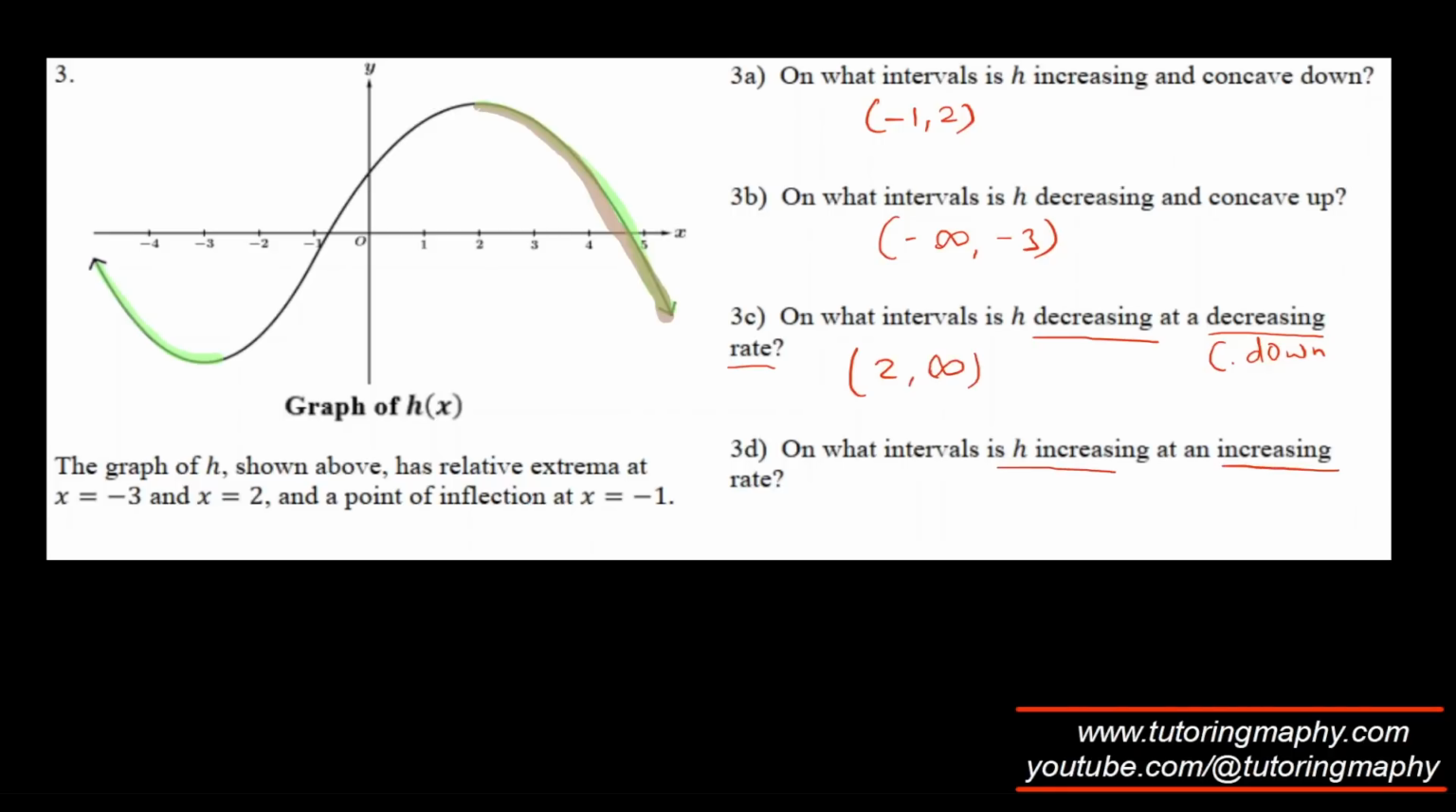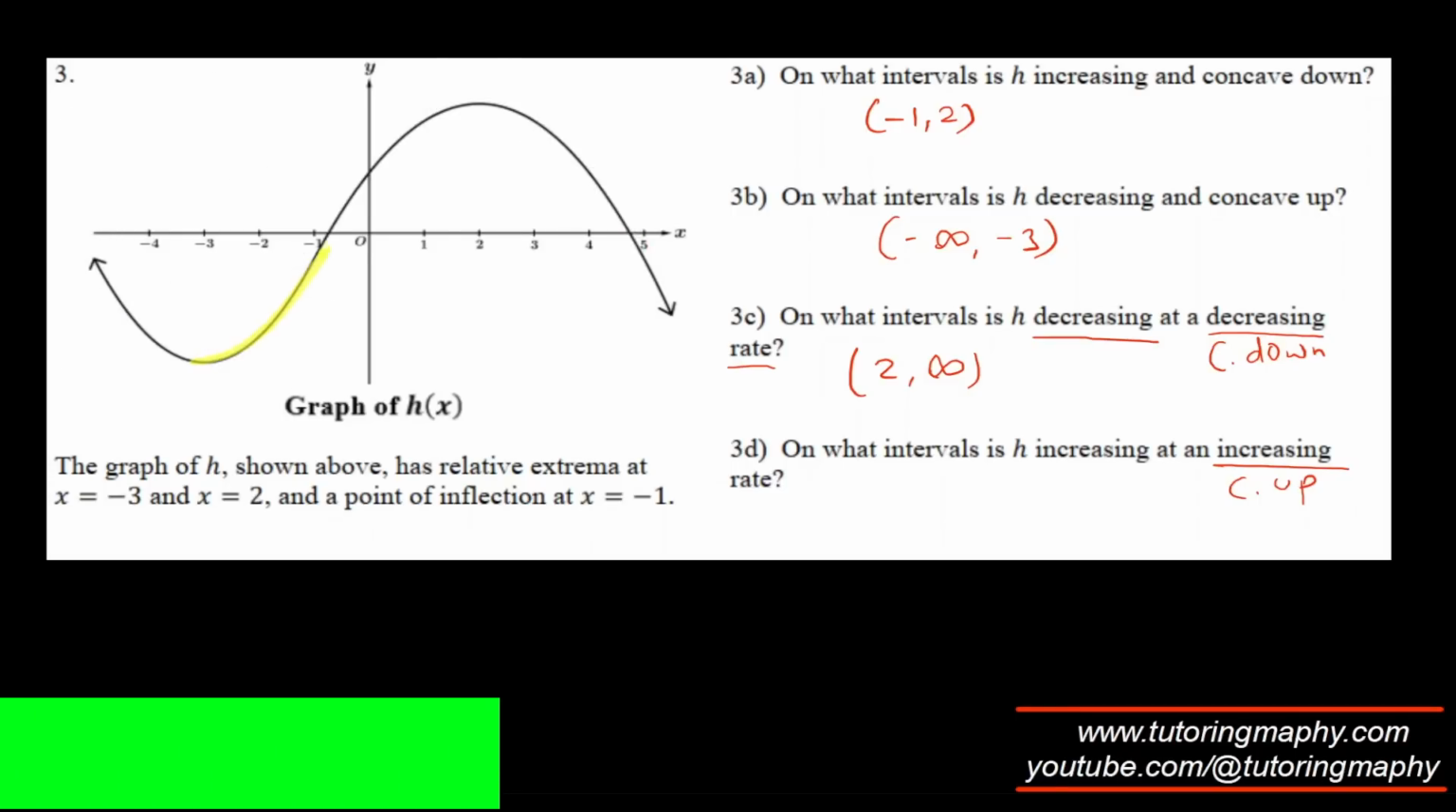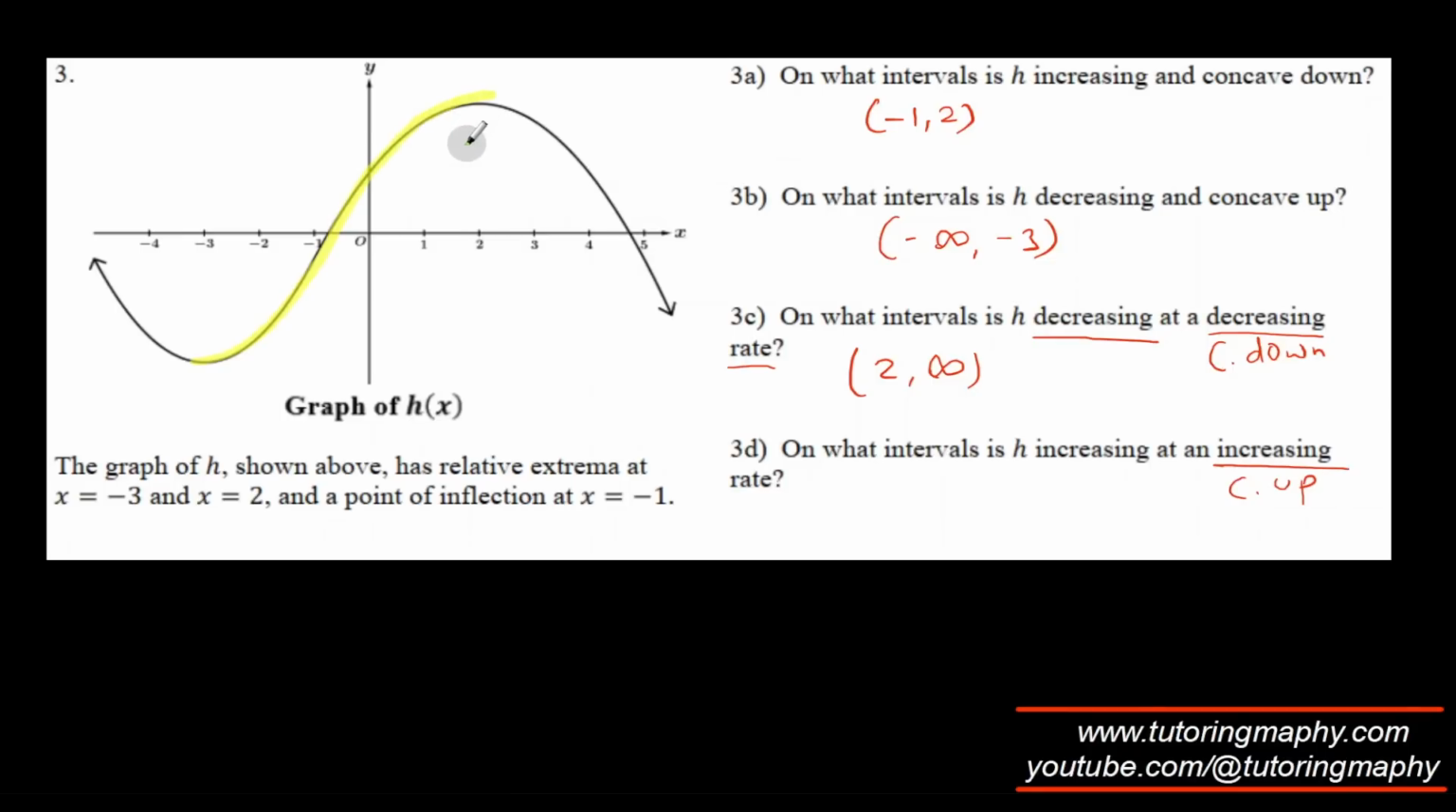And increasing at an increasing rate means increasing and concave up. So increasing is something that we also drew earlier. Draw that again. So this is all the climbing portion, and increasing rate means concave up. So clearly this portion is concave up, where this is just concave down. So it's from -3 to -1. That's the answer.